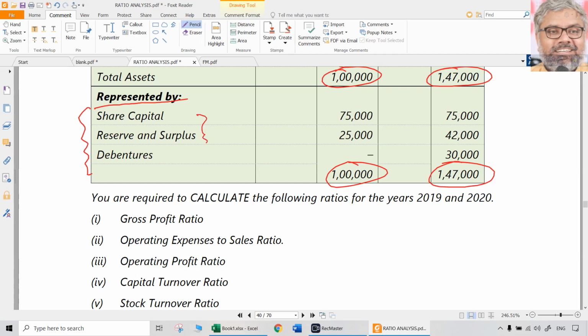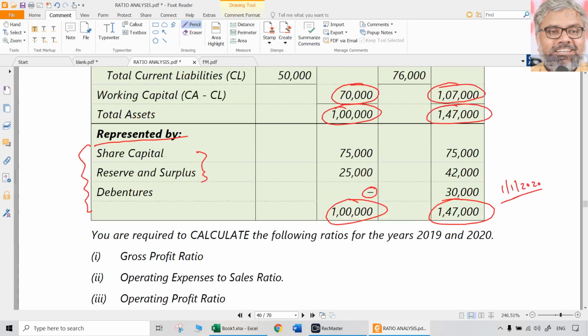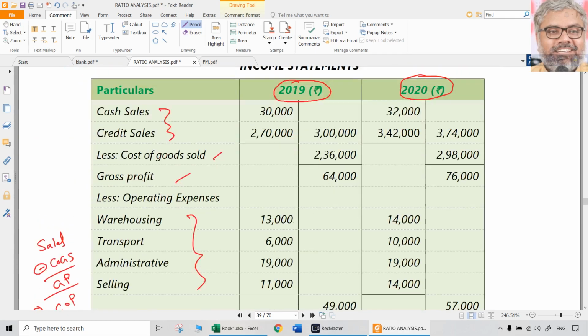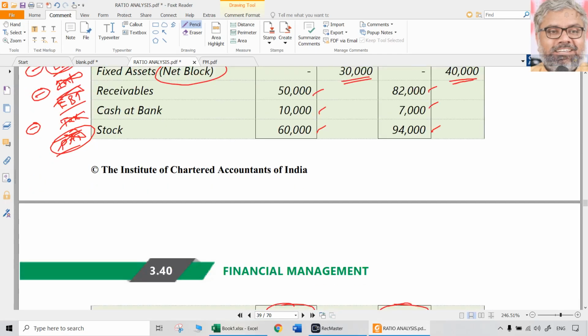So these two are equity shareholders funds or shareholders funds, owners funds, whatever we can call them. This is non-current liability, long-term borrowing. So for the first year, there is no borrowing, as it was mentioned. This borrowing happened when? On 1/1/2020 this happened. Beginning of the year it happened. That is debentures. So that is about the balance sheet of the company, which is HPCL Limited, as on 2 different dates.